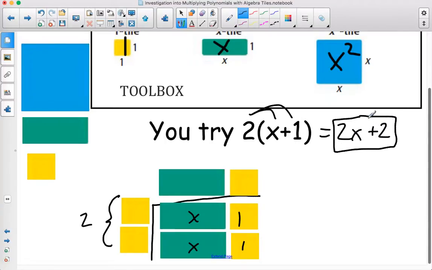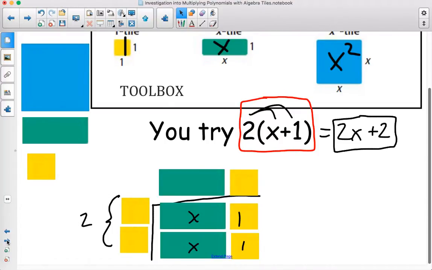So hopefully right now you're thinking, oh, this is kind of interesting. I can use area to think about multiplication, but it's really not useful. I already knew how to do this distribution before, but where it does become useful is when I have two polynomials, and that's where we're going to move into now.